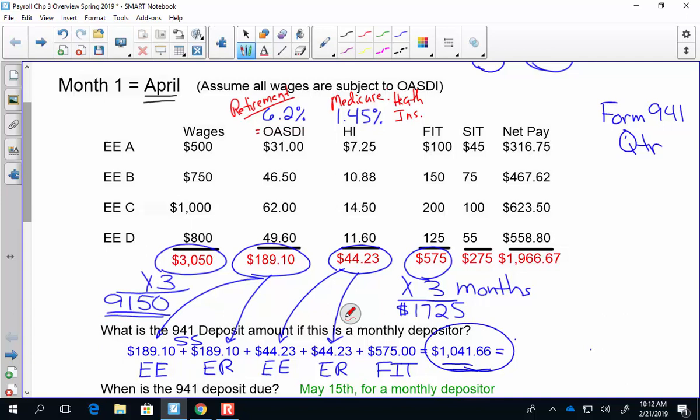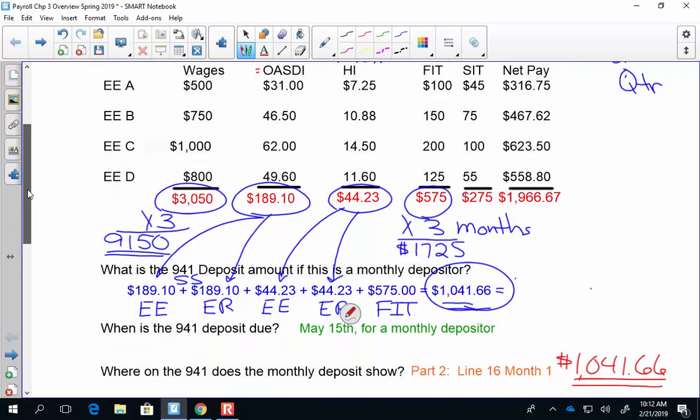But basically, we have an employee who has, for A, $500. From that, we take 6.2% to get to 31, and 1.45% of 500 to get to 7.25. And FIT stands for federal withholding, right? We have to pay income tax on that earnings, as well as SIT, which is state income tax. You subtract all of those deductions from an employee's wage, you get a net pay of $316.75.